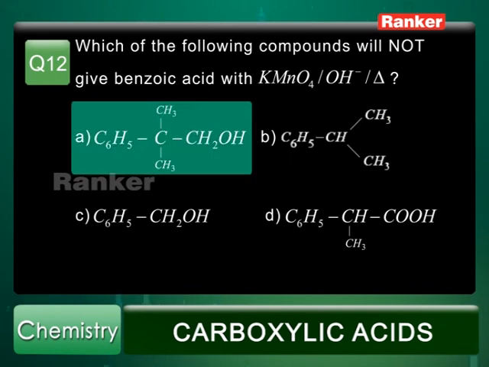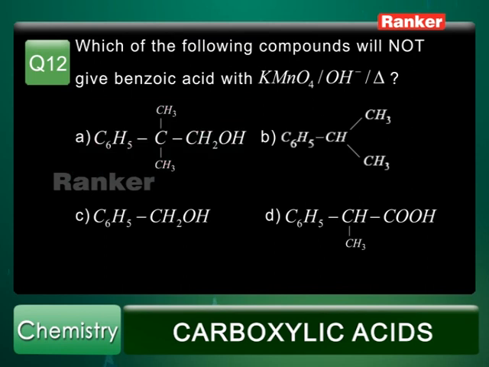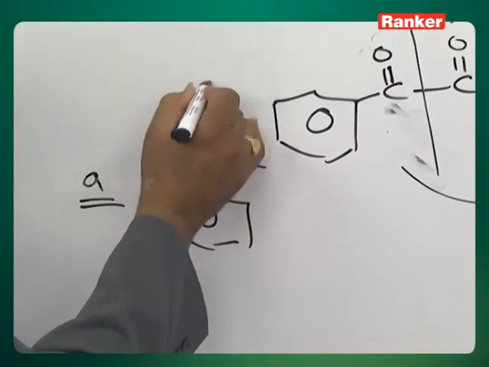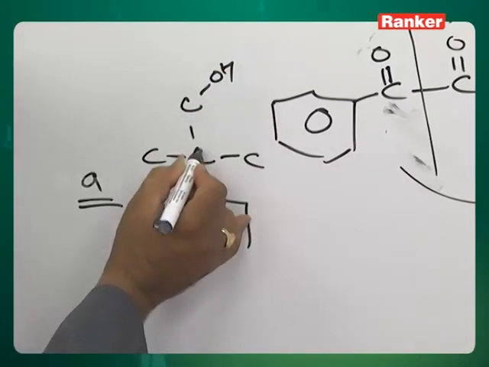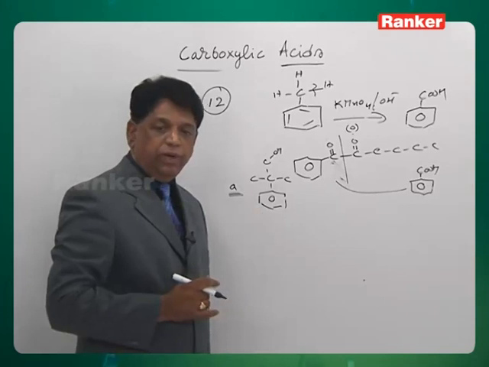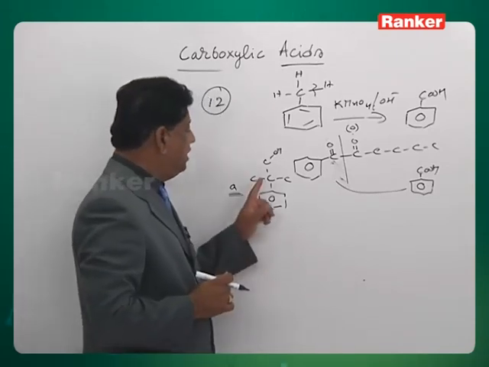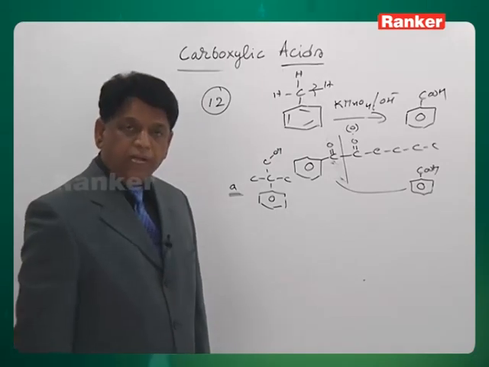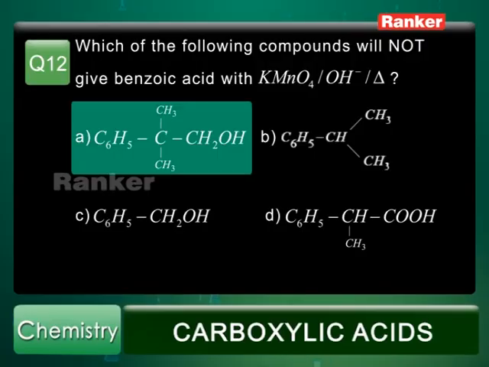So, the A carbon, that is option A, has a structure like this. The carbon has all substitutions. However, here we have an OH, but the carbon which is attached to the benzene does not have any hyperconjugable hydrogen. Therefore, oxidation will not take place on the carbon. Therefore, subsequently, you won't get the benzoic acid as the main product. Therefore, answer A will be the right answer.